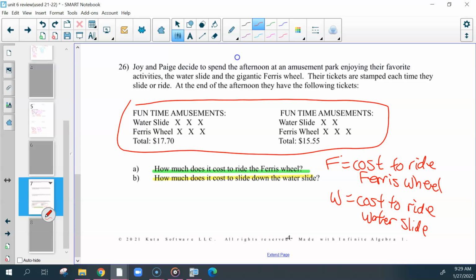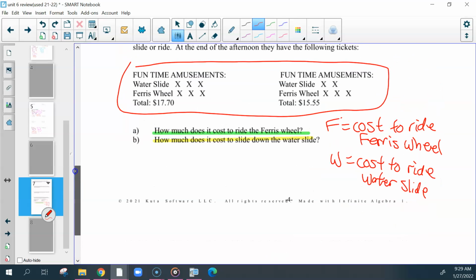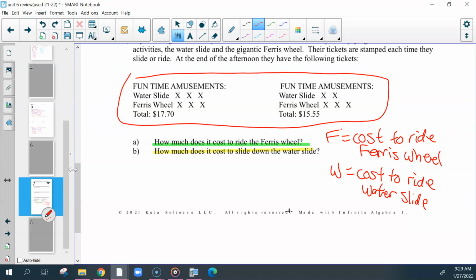Okay, so let's set these two equations up. Because each X is like the number of times their ticket was stamped, this would be 3W or 3, whatever you called it, Jenna. On the test, are we gonna have to put F equals cost of Y? Yes, for every single word problem.